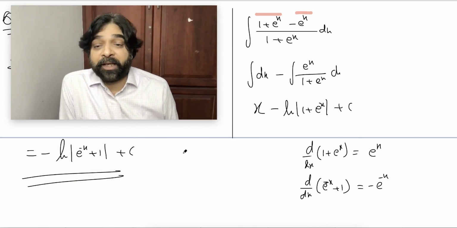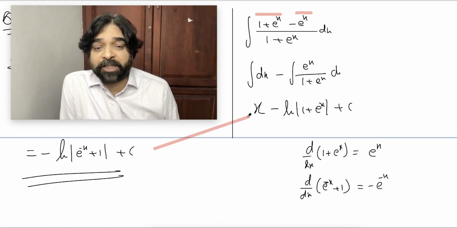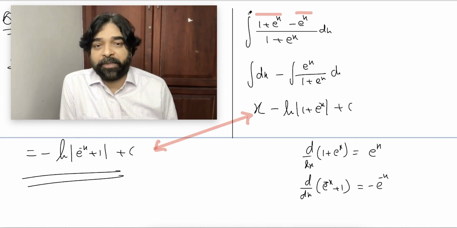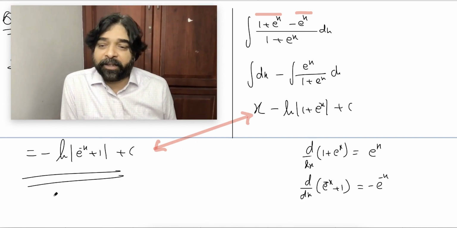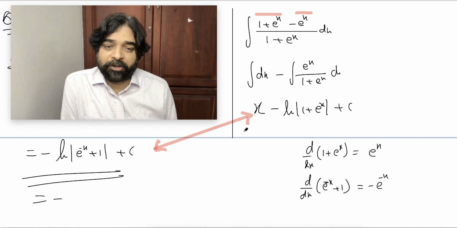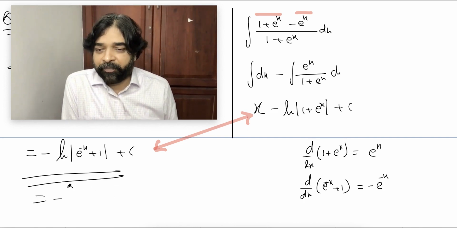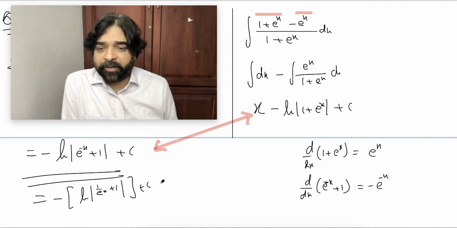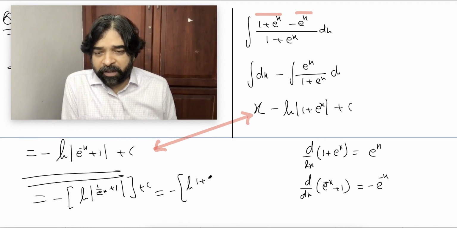Some of you may think, sir, these two are not matching. It's matching. Both are the same thing. If you expand it, you'll get the same thing. Watch it. Actually, you don't need to verify, but still. This I can write as minus ln mod of e power minus x plus 1, plus c. Taking LCM, you will get minus ln of 1 plus e power x by e power x, plus c.